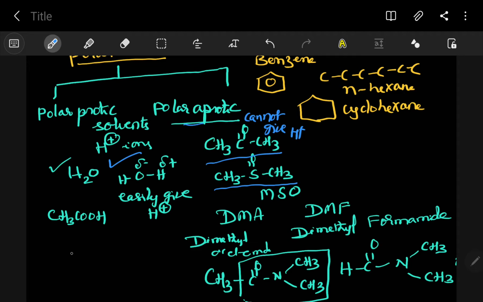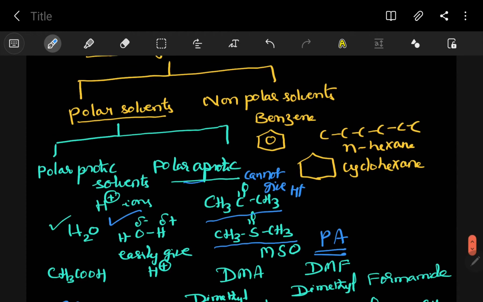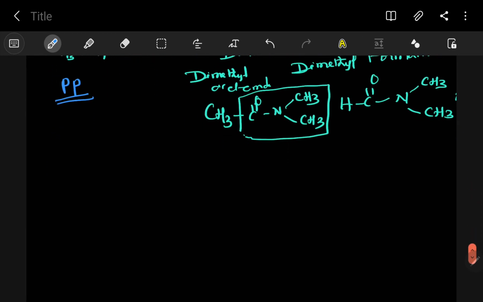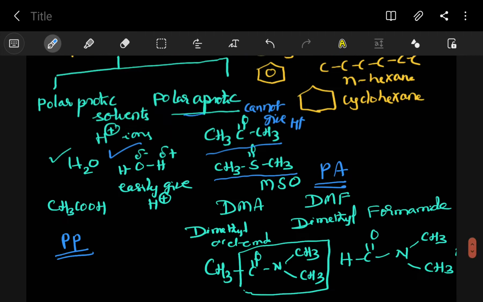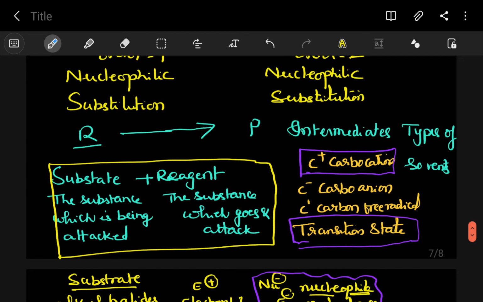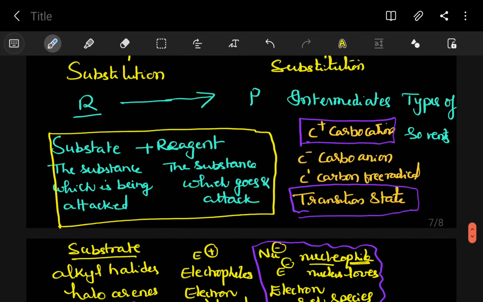First of all, keep in mind PP, polar protic solvents, and these are polar aprotic solvents. In polar protic solvents we have water and CH3COOH. Regarding non-polar solvents, I told you already: benzene, n-hexane and cyclohexane. These are not important in SN1 and SN2 reactions. Only the polar protic and polar aprotic solvents we have to keep in mind. And the nucleophiles, I told you, OH minus, CN minus, H2O and so on, are the nucleophiles.